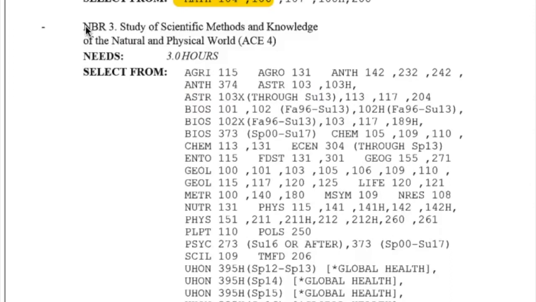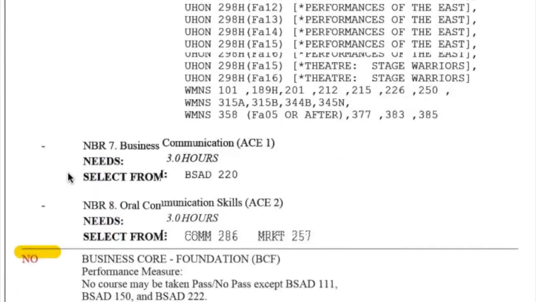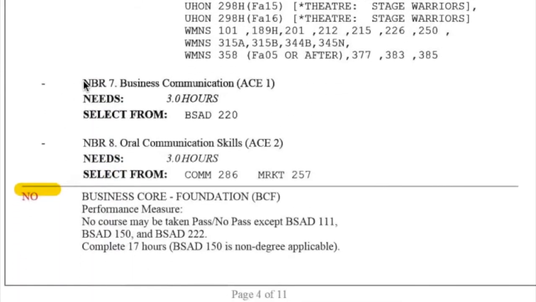The next individual requirement that you are required to complete is your Science ACE. Again, we only require 3 credit hours, but this time you have more course options to choose from. The same goes for your ACE 5, 7, and 9. Underneath these ACEs, you will see your business communication and oral communication skills requirements. And, as you can see, you will need to complete 3 credit hours from each of these categories.